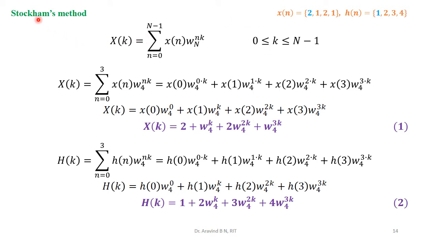This method is actually called the Stockholm's method. Here we are going to make use of the DFT expressions directly. The DFT formula is X of k equals the summation from n equals 0 to N minus 1 of x of n omega N power nk, for all values of k from 0 to N minus 1. Now we have a sequence length of 4, so X of k equals the summation from n equals 0 to 3 of x of n omega 4 power nk.